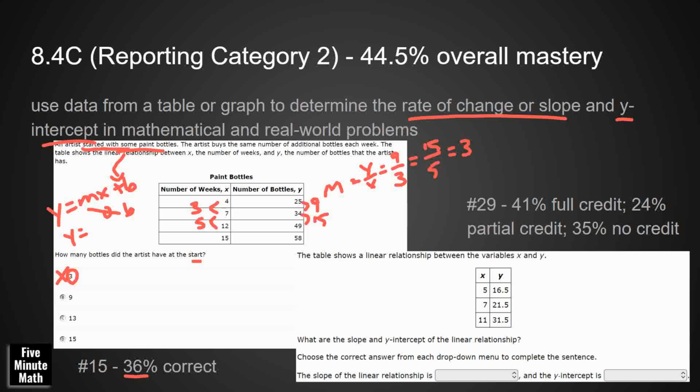Well, I need to start with my 4. It's the closest to 0 I have. And you can either do it all at once. You can say, well, I need to go back 4 times. That would be a minus 12 from that 25. Or you can just set it up like this.